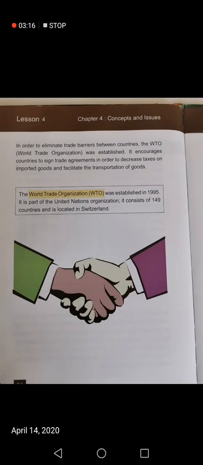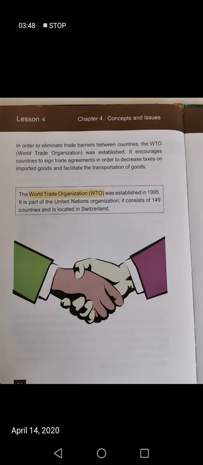In order to eliminate trade barriers between countries, the WTO, World Trade Organization, was established. It encourages countries to sign trade agreements in order to decrease taxes on imported goods and facilitate the transportation of goods. Facilitate means make it easier for countries to trade. The WTO, World Trade Organization, was established in 1995. It is part of the United Nations organization.